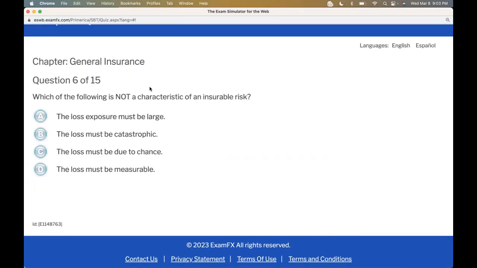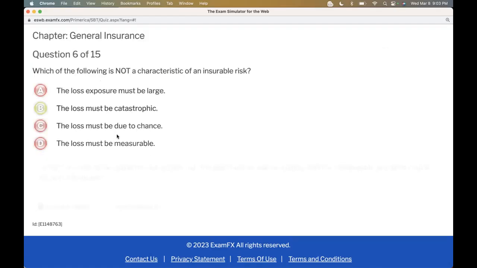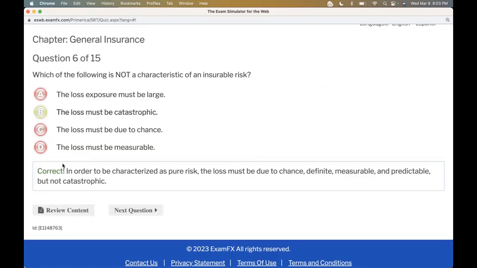Which of the following is not a characteristic of insurable risk? Due to chance, the exposure must be large, the loss must be measurable. All four of them are characteristics, but B is the opposite. The loss must not be catastrophic, and that's what makes it wrong.